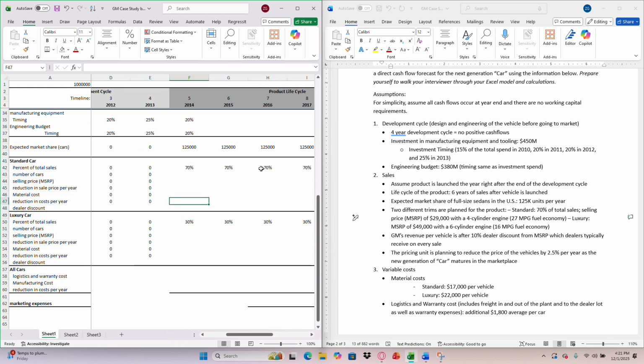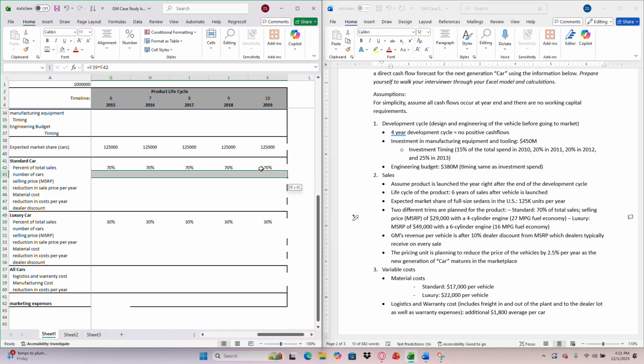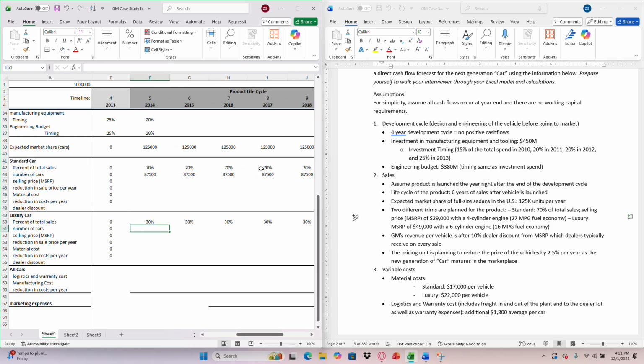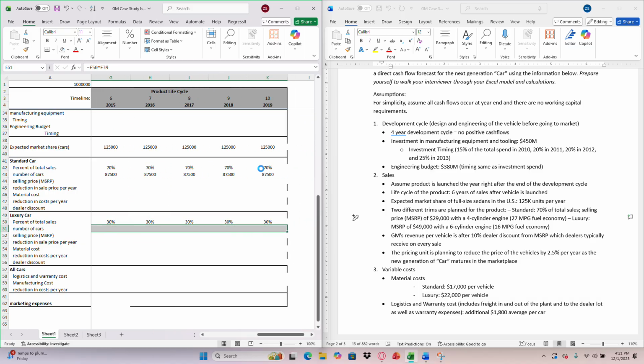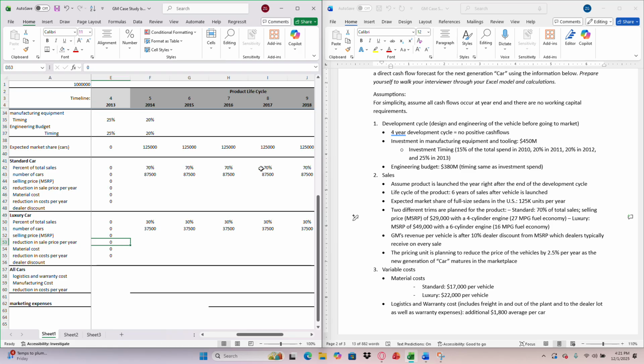But what number of cars are being sold? Well, we're going to figure that out going 125,000, which is the total number of cars that we're selling, times 70%. And we're just going to forecast that out, right? And similarly, we're going to do it with the 30%. And now that forecasts itself out. All right. Now our selling price is important.